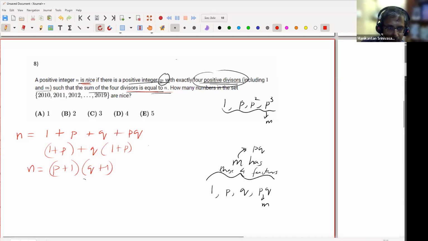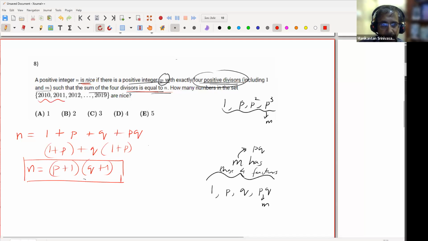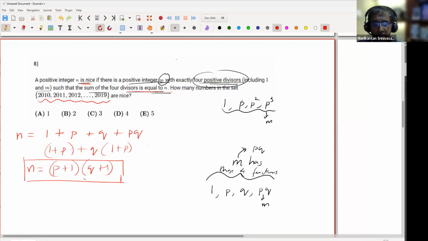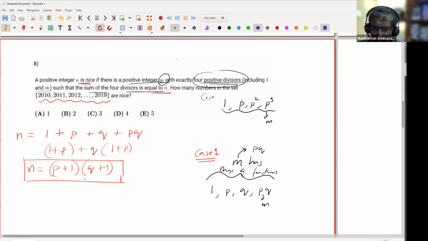So n should be a prime plus 1 times another prime plus 1. We have only 10 numbers here, from 2010 to 2019, and we'll have to see how many of these n's satisfy this property. I'll just take this case first, case 1, and then we'll come back to case 2, the cube case, later.